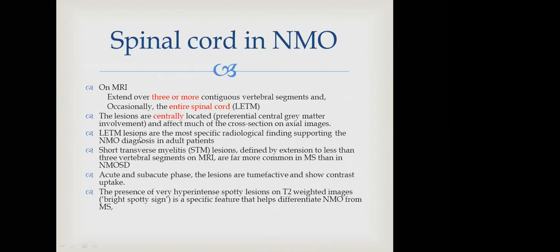Long extensive transverse myelitis lesions are more specific radiological findings supporting neuromyelitis optica in diagnosing the adult patient. Short transverse myelitis is defined by the lesion involving less than 3 vertebral segments. In the acute and subacute phase, the lesions are T2 hyperintense and show contrast uptake. The presence of very hyperintense spotty lesions on T2 images, the bright spot, is a specific feature for differentiating NMO from multiple sclerosis.